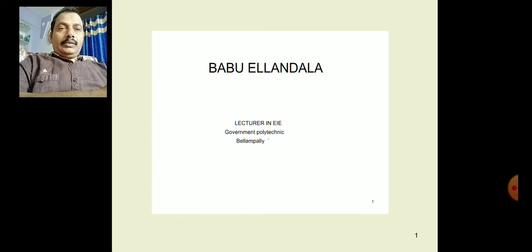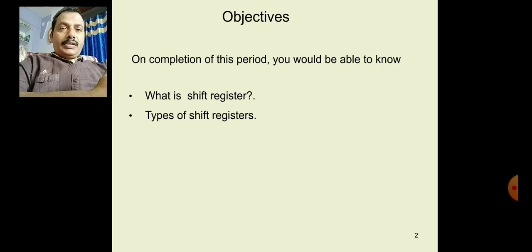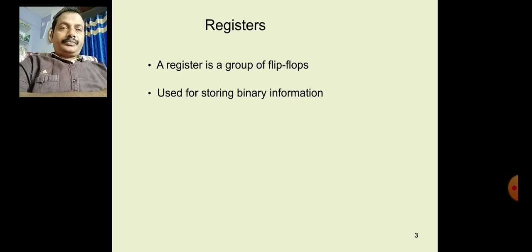Now, the objective of this lesson is registers. What is a register and what is a shift register? The types of shift registers, and the working of left shift and right shift, and all the registers, the universal registers. We have 4-bit shift register and parallel in, parallel out shift registers. These things we discuss in this class.